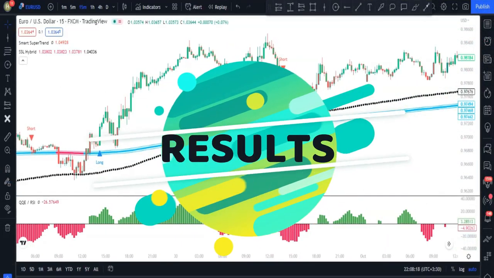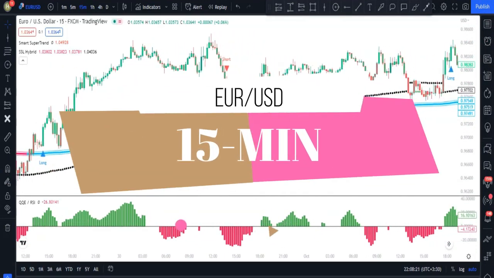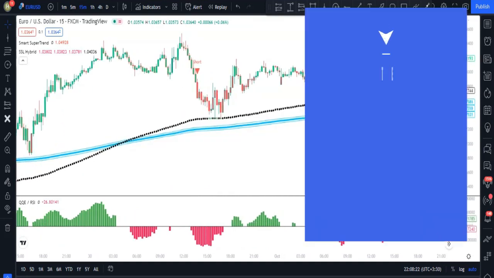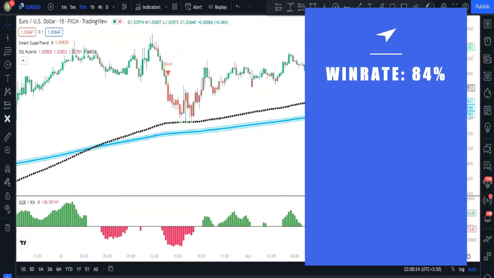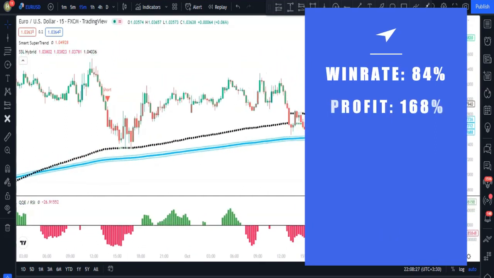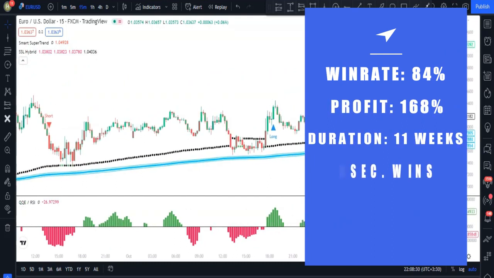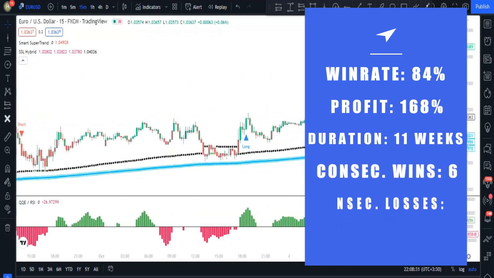So I did the back testing on Euro USD 15-minute time frame for 100 trades, and here's the result. The win rate turned out to be 84%, and we could increase our balance by 168%. I found those 100 setups within 11 weeks, and I had 6 consecutive wins against 2 consecutive losses during the back testing.